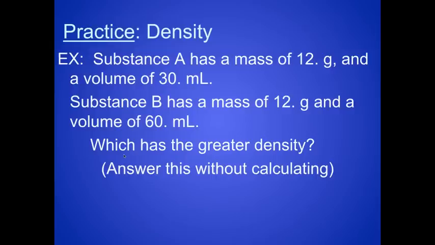So let's get to some practice here. This is actually a conceptual problem first. Substance A has a mass of 12 grams and a volume of 30 milliliters. Substance B has a mass of 12 grams and a volume of 60 milliliters. And the question is, which has the greater density? Now you could do this as a calculation, but I want you to try and answer this without calculating. So think for a minute, and pause the video if you need to. Which of these two substances would have a greater density?